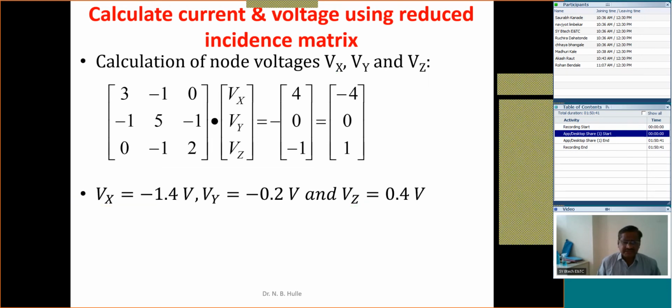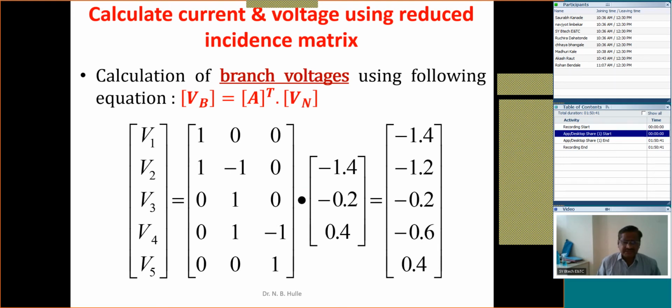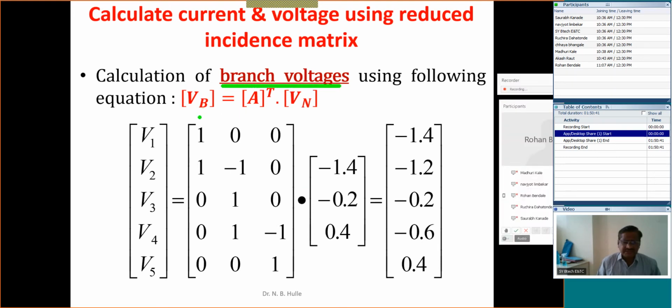When we know the node voltages, we can find the branch voltages using this formula. The branch voltages are not known, but A transpose is known and Vn is known, where Vn is nothing but the node voltages that we have calculated. If we do this calculation, we get V1 as minus 1.4, V2 as minus 1.2, V3 as minus 0.2, V4 as minus 0.6, and V5 as minus 0.4. For example, V1 is this row into this column, meaning 1 into minus 1.4, 0 into 0.2 plus 0 into this value, and so on. This way we find the branch voltages in this particular case.